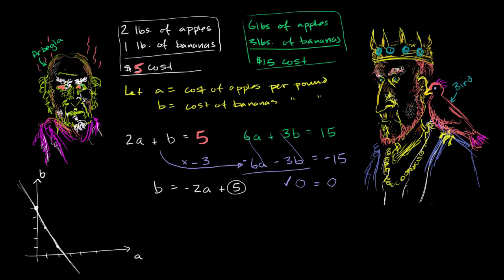Now let's graph this second equation. If we subtract 6a from both sides, we get 3b is equal to -6a plus 15. And now we could divide everything by 3. We are left with b is equal to negative 2a plus 5. Well, this is interesting. It looks exactly the same. Our b-intercept is 5, and our slope is -2. So this is essentially the same line. So these are essentially the same constraints.